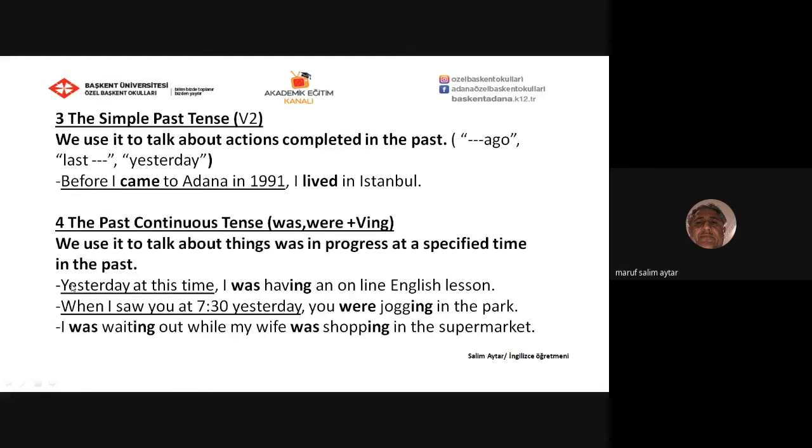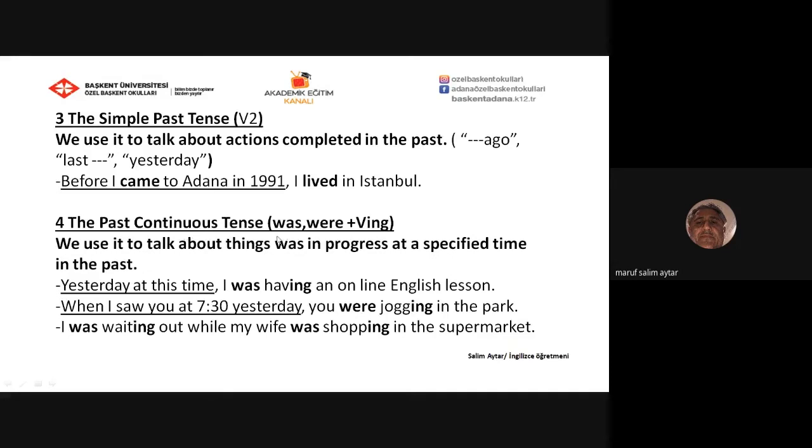Then comes the simple past. We use it to talk about actions completed in the past. And these are the time adverbs we use in the past simple. Before I came to Adana in 1991, I lived in Istanbul. It shows a past action.